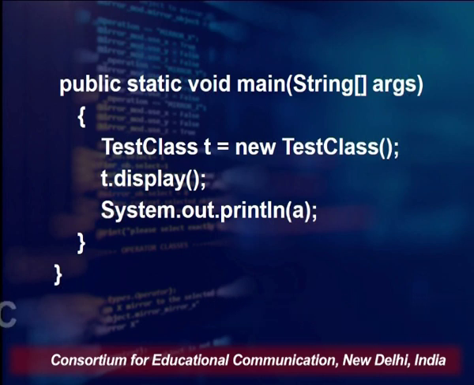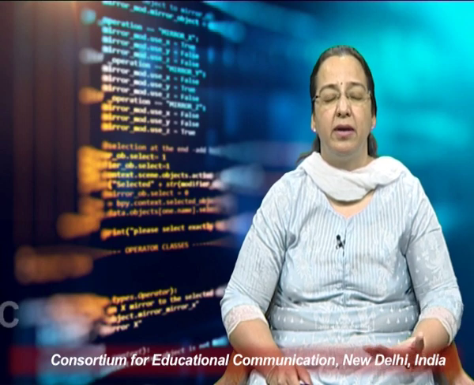call this function display as in t dot display, and we can also use the variables which are available inside the interface which is being implemented, and hence we have printed the value of a. So, here the display will be executed and will say the term geek which was given inside the body of the display, and then the value of variable a, which is 10, will be printed. So, that will be the output of this interface implementation program.